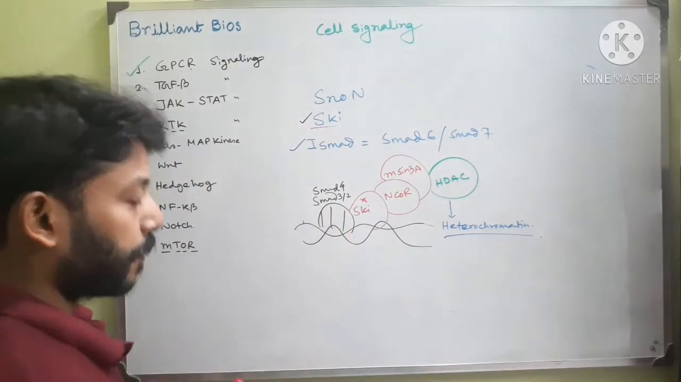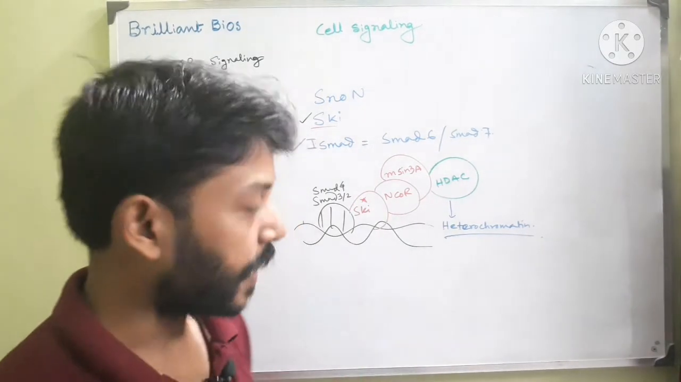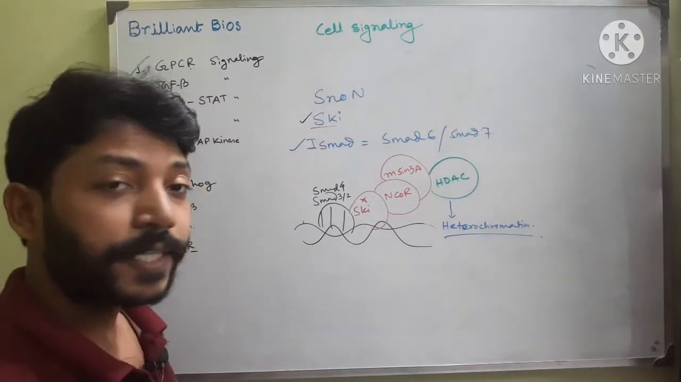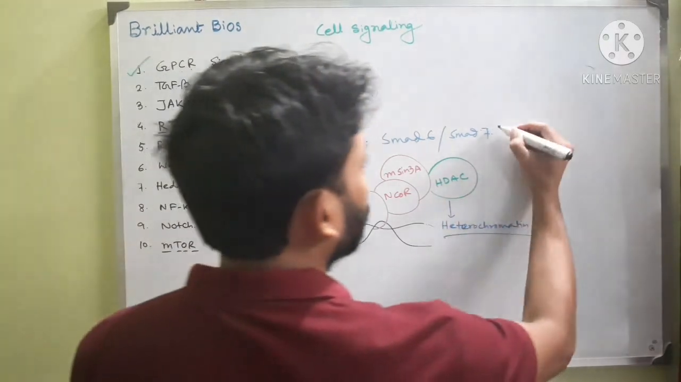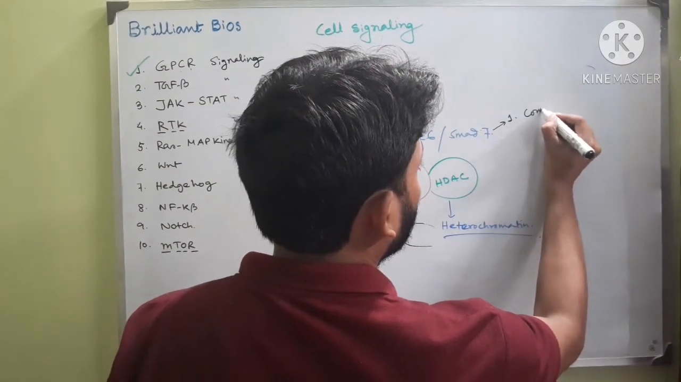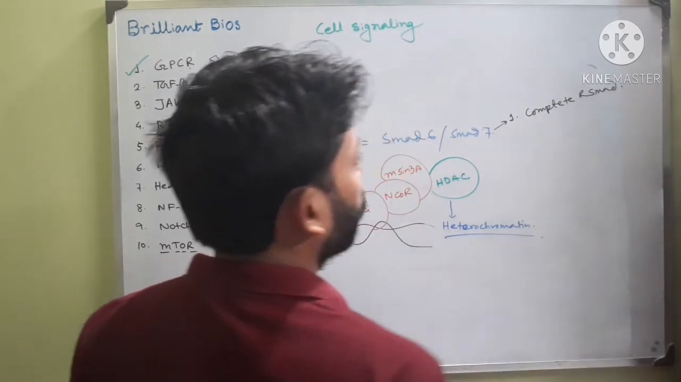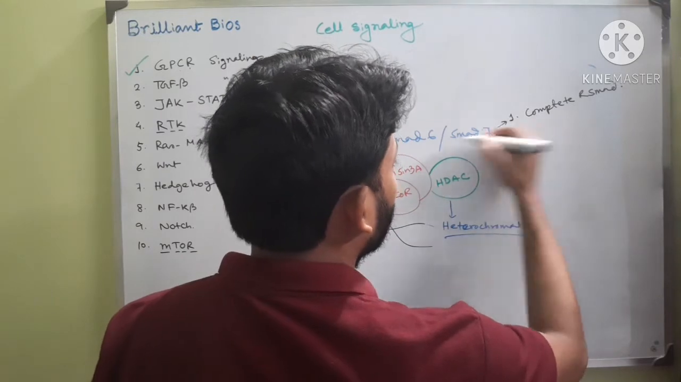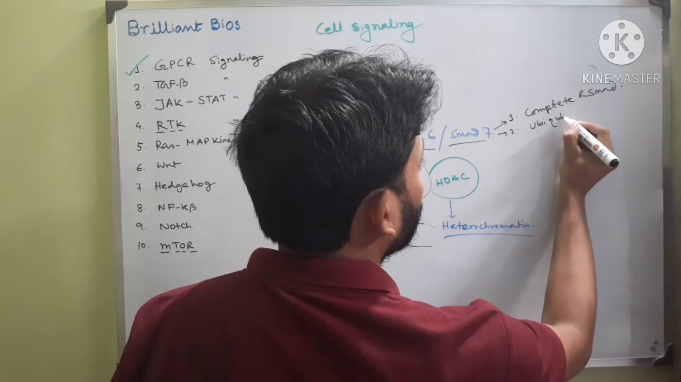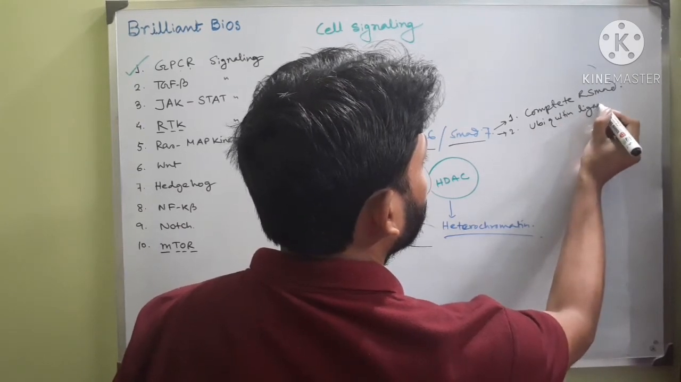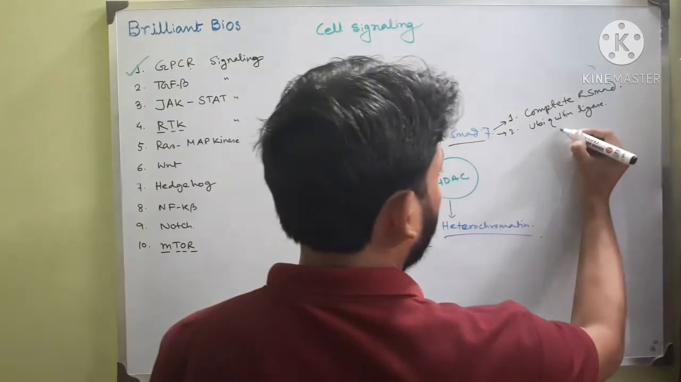Another is iSMAD. In the book of Bruce Alberts, it has been said that SMAD6 and SMAD7 can perform their inhibitory functions in 3 ways. One is that it competes with rSMAD, SMAD2 or SMAD3. Another way, these 2 proteins recruit a ubiquitin ligase. Ubiquitin ligase is an enzyme that helps in the ubiquitination of a protein. The ubiquitin ligase name is SMURF.